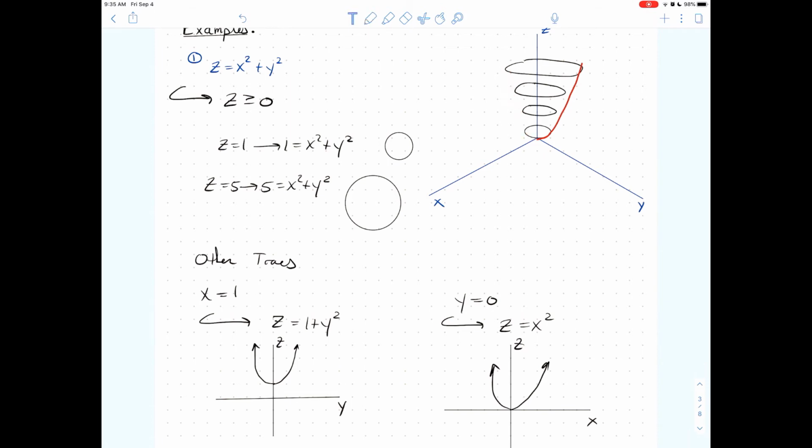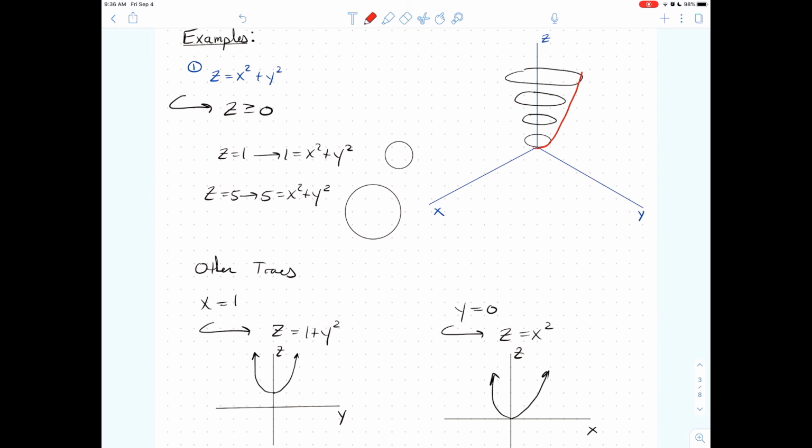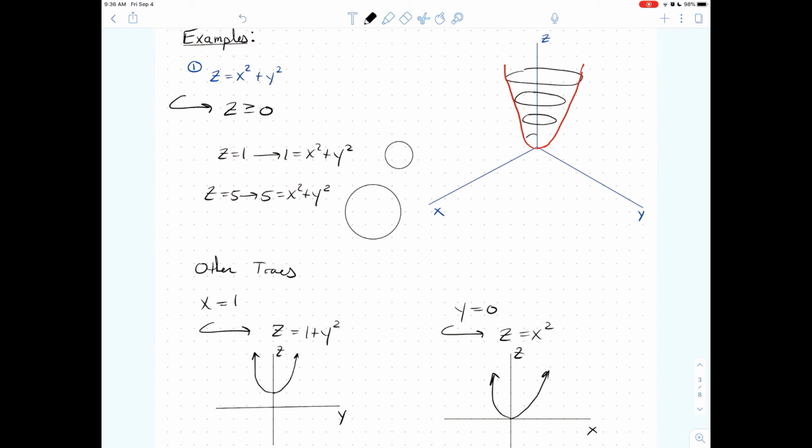Whoops, I missed my circle here. Opening up, looking something like that. And maybe my bottom graph, actually, I should just delete that. Maybe we'll put one up here. There we go, where you can see it better.